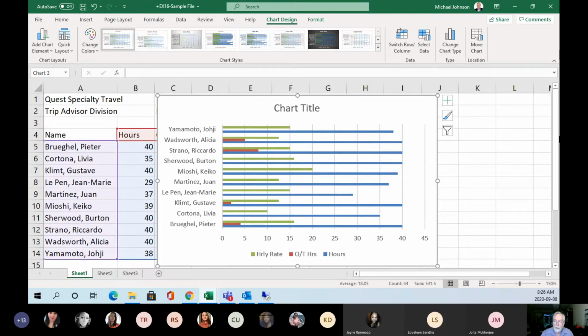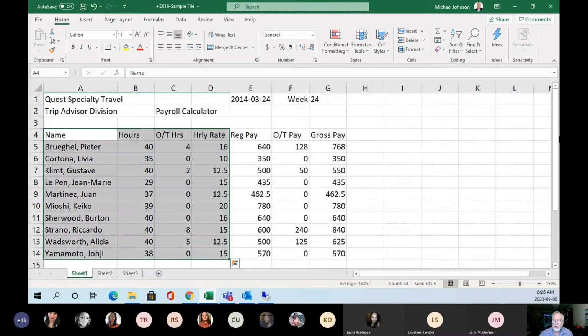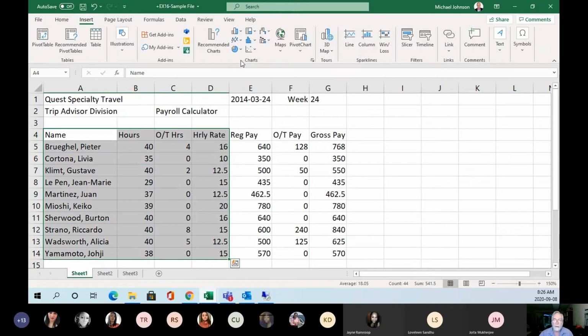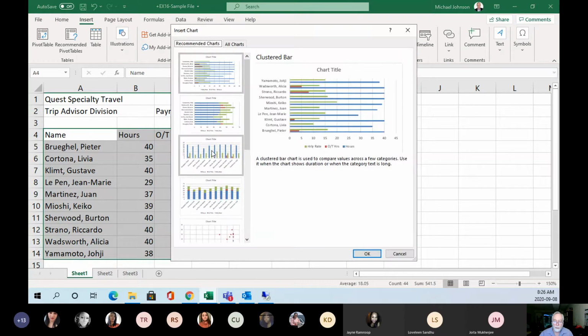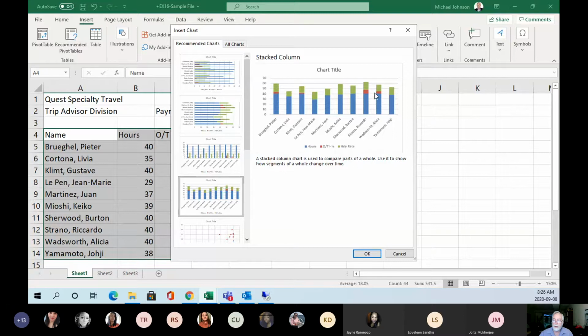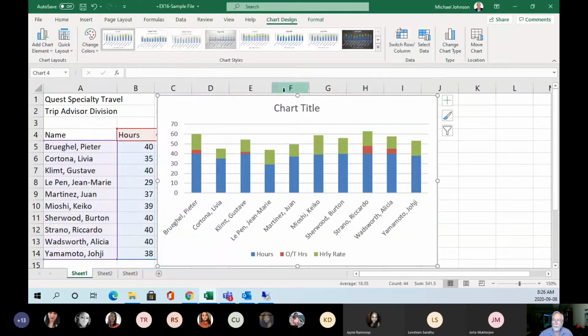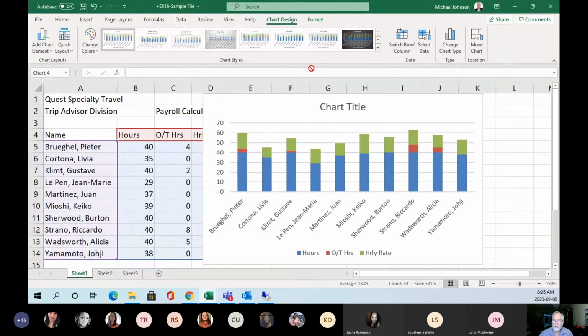So in this case here, I can delete it and I can decide to choose something else. But there are other ways of doing this as well. So recommended once again, and maybe I want to choose, let's choose this one. And this one kind of shows me the overtime, same coloration. So I'll click OK. And there it is there.